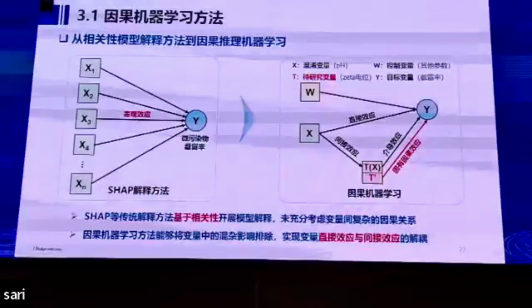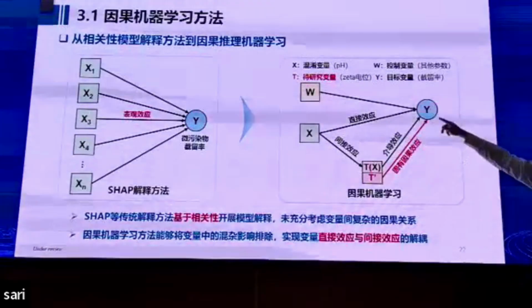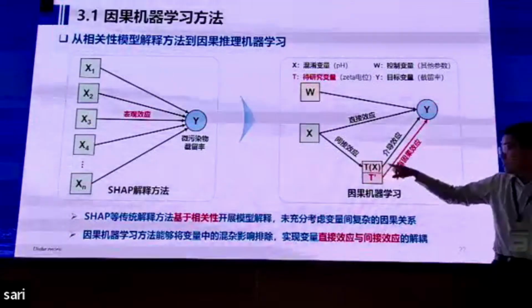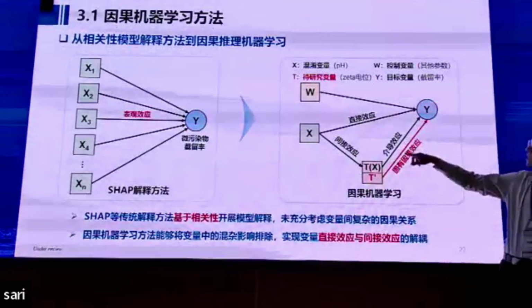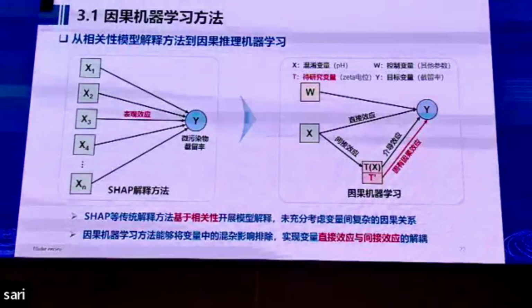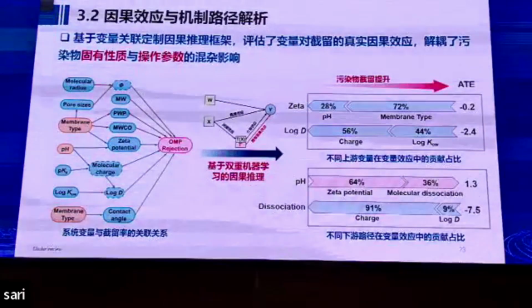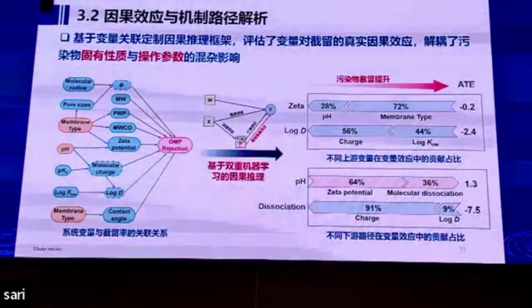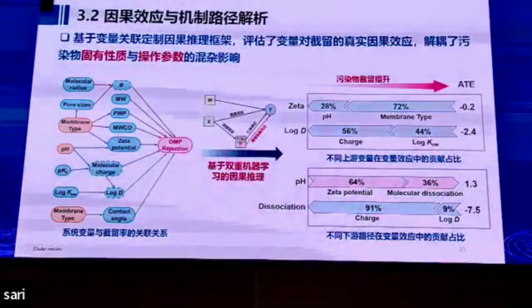We know in this figure that for one X, there's a direct effect on the rejection, and also there's an indirect effect through another feature, and then there's a mediated effect on the rejection. So when we did the causal machine learning, we will do this one first. This is the second way we combine the knowledge and the data.